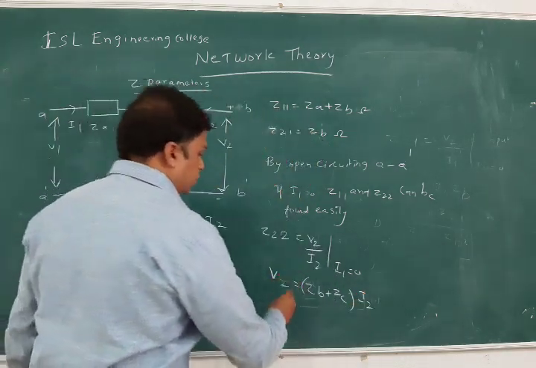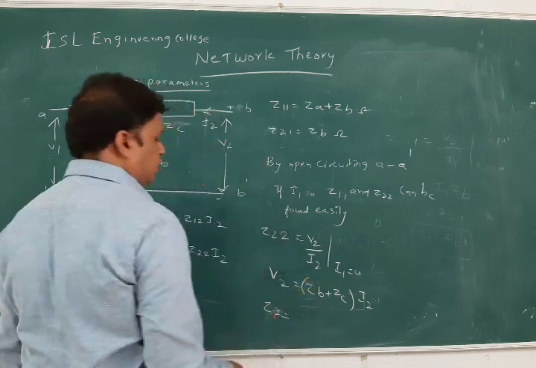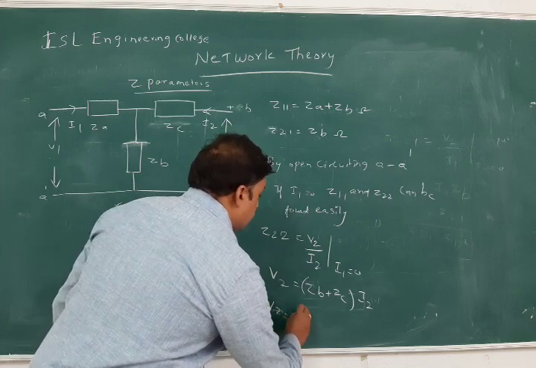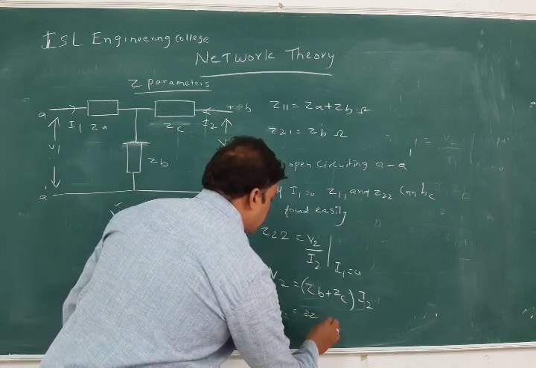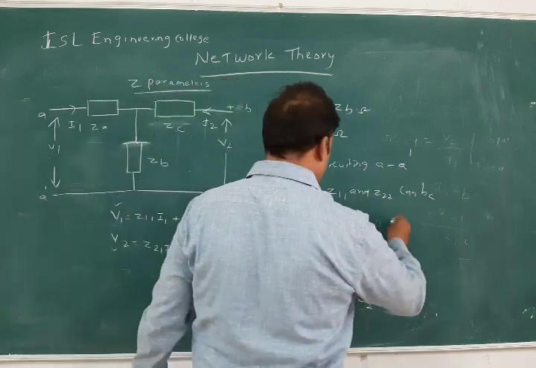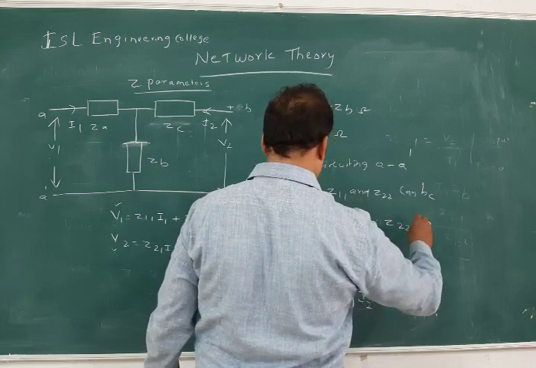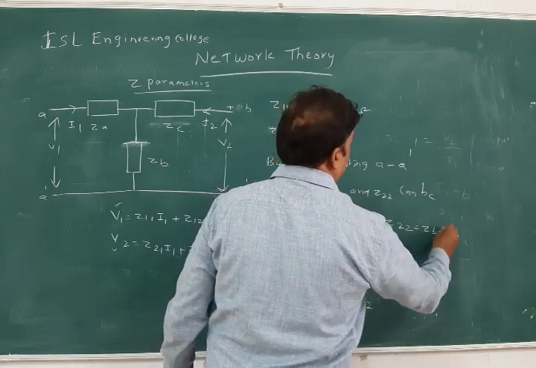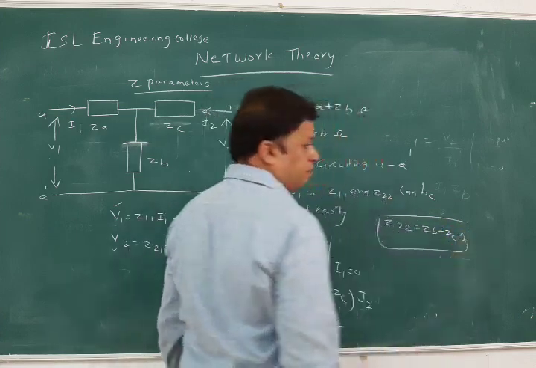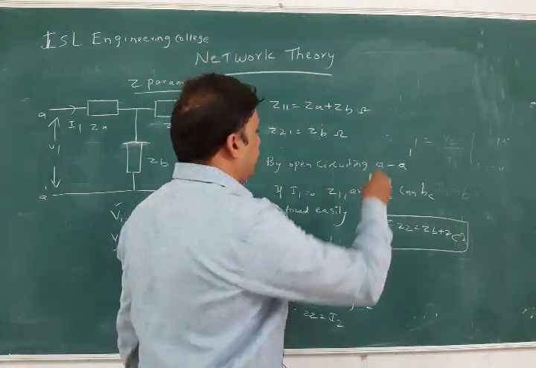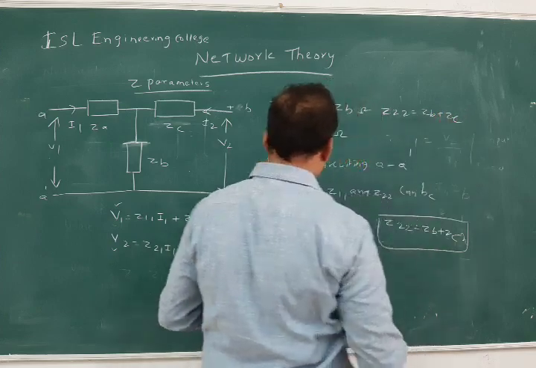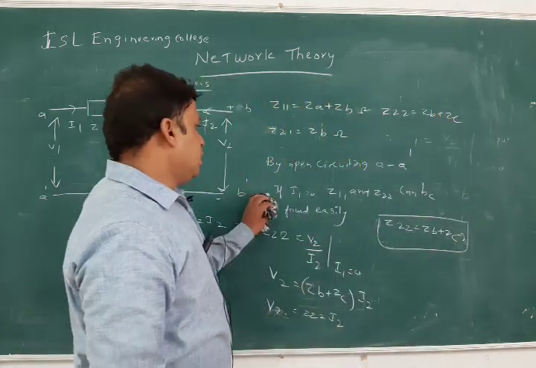If you compare this equation with V2 is equal to Z22 into I2, then you will get Z22 as ZB plus ZC ohms. Units are mandatory, you should not forget the units. So we got Z22 also: Z22 is equal to ZB plus ZC. Is it clear to you? Okay.